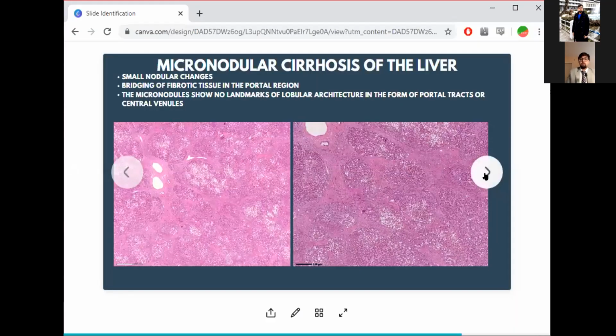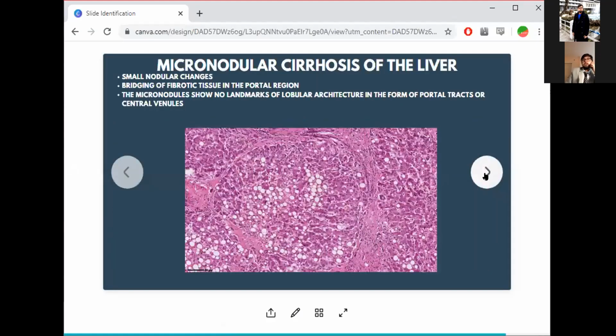We've done micronodular cirrhosis of the liver. Here is another image that I showed you, which has the same principle. It's like a very highly magnified image. You can see here, this is what bridging looks like. This bridging should not exist. This is also extremely wide here. There's like a lot of fatty changes. And most importantly, this is circular, not hexagonal.